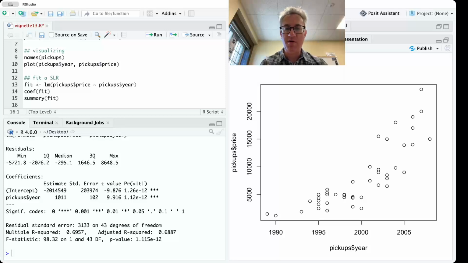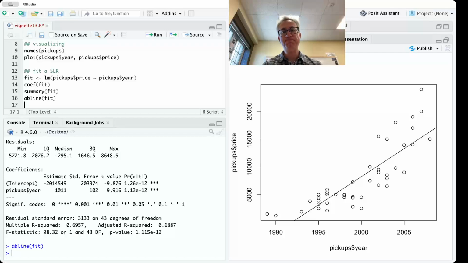But for right now, what I want to focus on is the estimated line, which you can put on with the abline command and give it the output of the fit that you get from the LM command. And when I look at this fit, I see something that's pretty good but not perfect. What I see is that I'm generally under predicting for low years, over predicting for middle years, and under predicting again for high years. So there's some pattern left over.